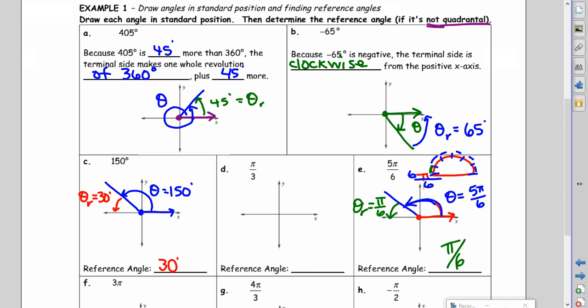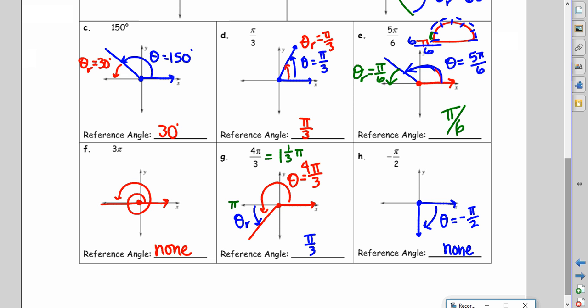I want you guys to try the rest of them. Remember, if they land on a quadrant, then they don't have a reference angle. So you can pause the video while you check these remaining and come into class with any questions.